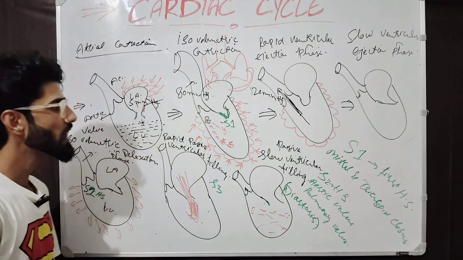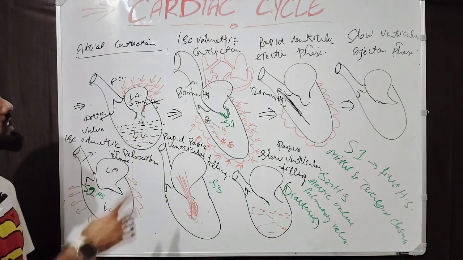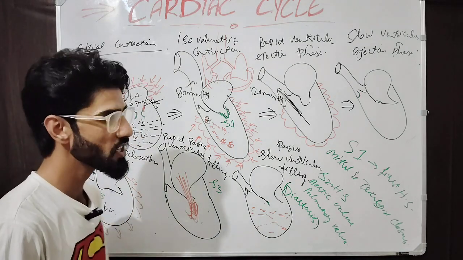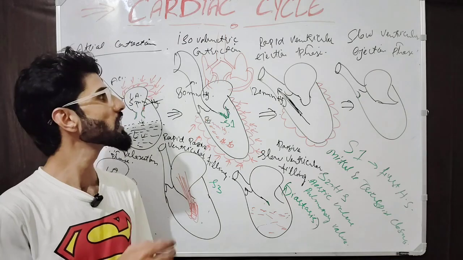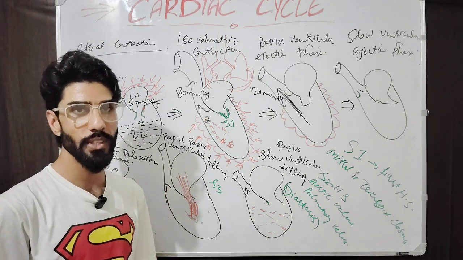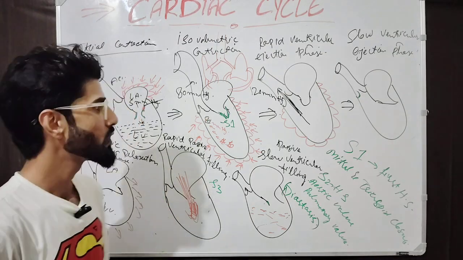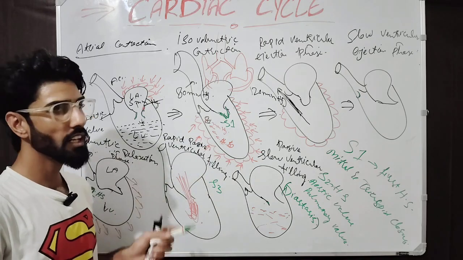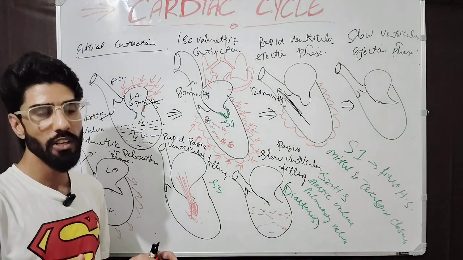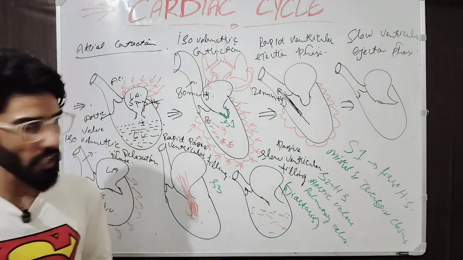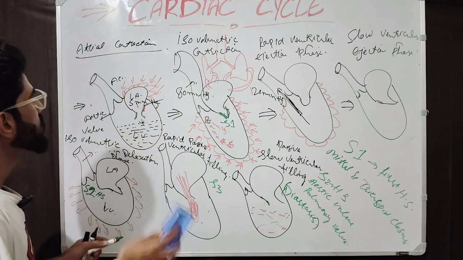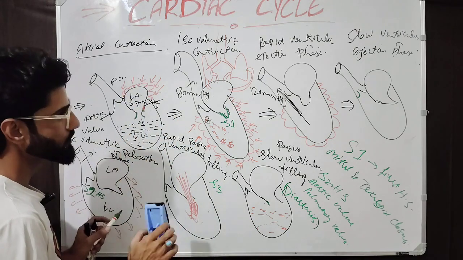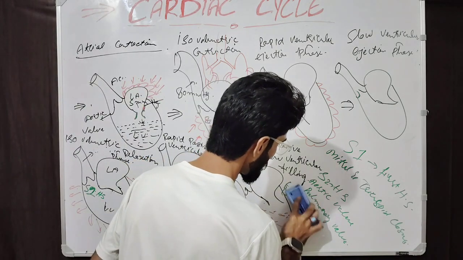Okay. Now we have correlated the cardiac cycle with the heart sounds. Now we will correlate this cardiac cycle with pressure waves. During all these cardiac events, which pressure waves are produced? Okay. So I will just erase it here.